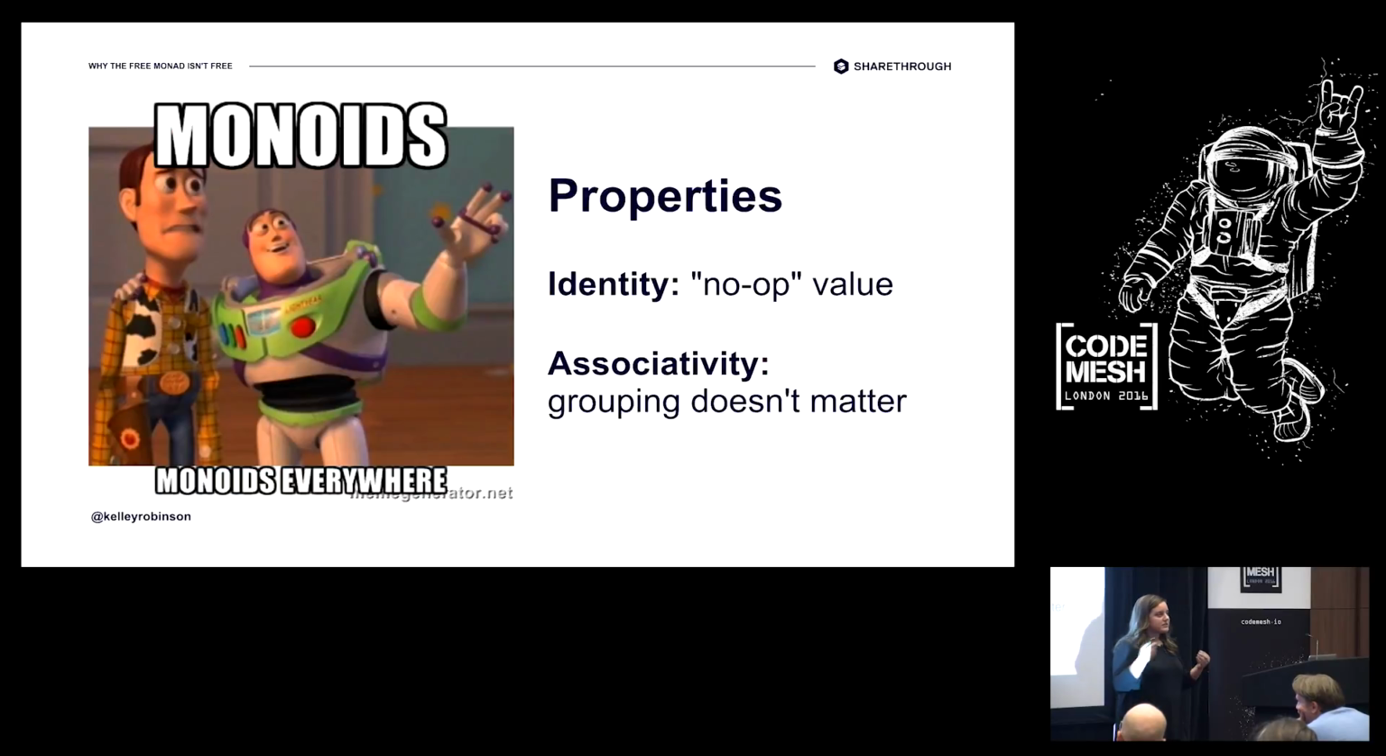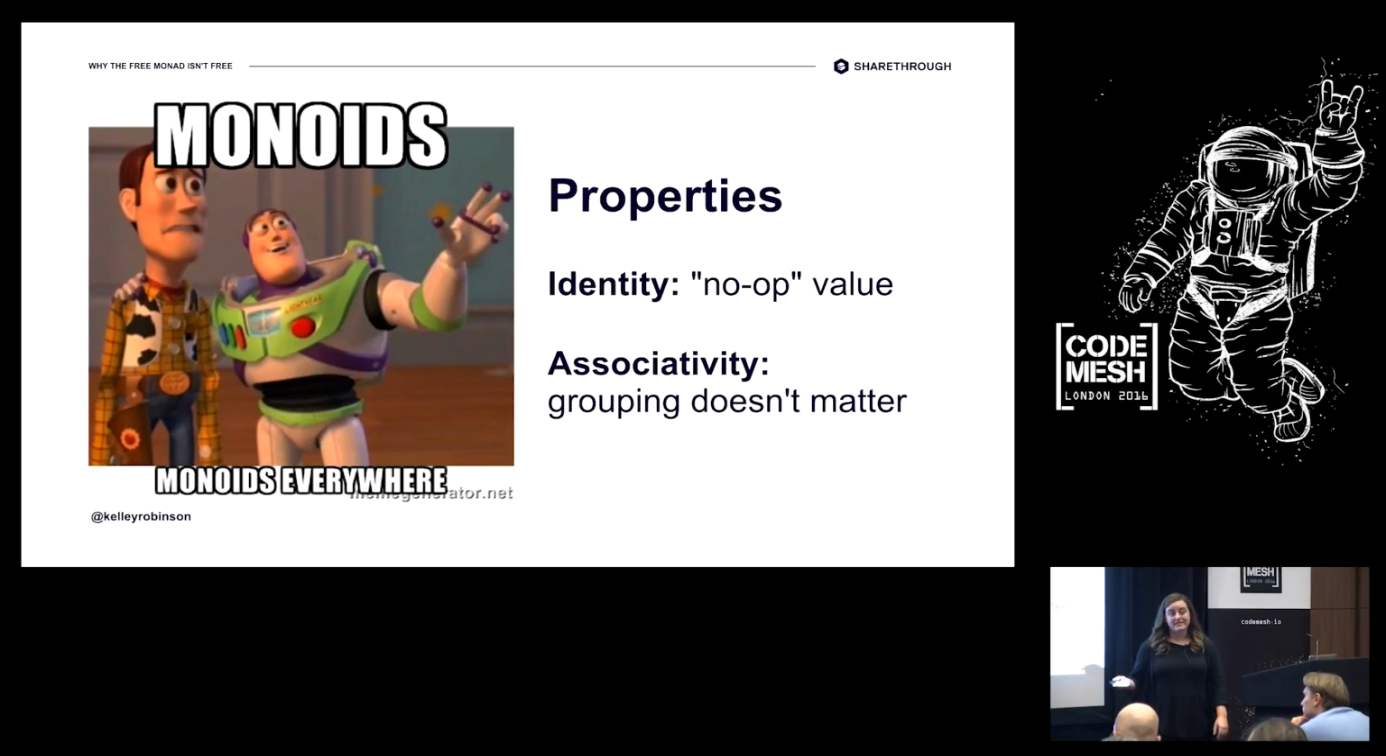There are some properties or laws that apply to monoids. Like I said, there's this identity value that's going to be the no-op, and then the idea of associativity, which means that the grouping of the append method isn't going to matter, and that could be with parentheses or any other way. Buzz Lightyear is right, there are monoids everywhere.